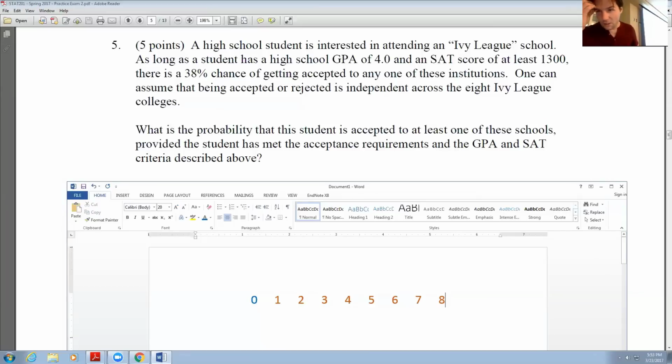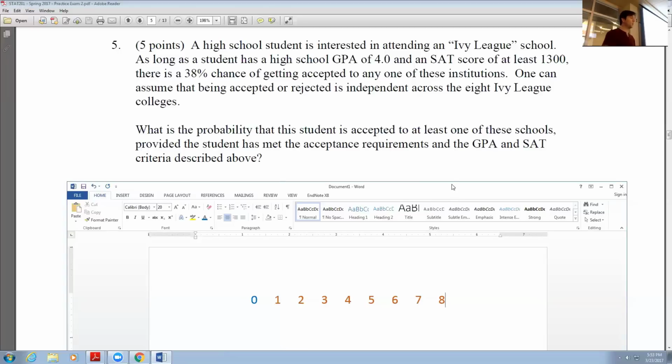So it's a 38% chance they get accepted to any one school. You could generate a random number from randomnumber.org and ask, do I get accepted? If a number from 1 to 38 comes out, you get accepted, and from 39 to 100, you don't. So think about this: what do we not want to see here? If you apply to 8 Ivy League schools and you want to get accepted to at least 1, you do not want to see the 0.